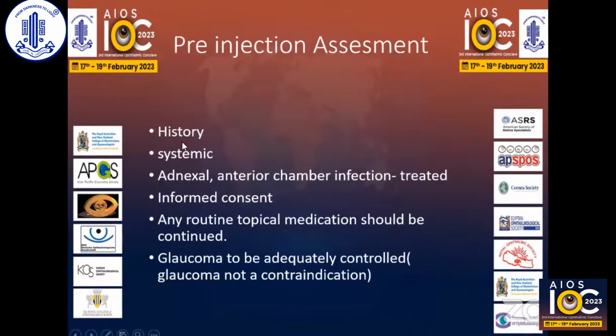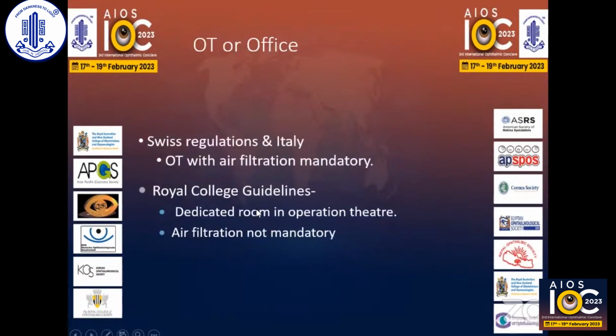What should we assess before giving injection? We should have a full history, and systemic examination should be done for any systemic diseases. Adnexal and anterior chamber infection should be treated first. Informed written consent should be taken. Any routine topical medication should be continued. Glaucoma should be adequately controlled. Where to give? Swiss regulations in Italy say OT with air filtration is mandatory, but the Royal College guideline shows a dedicated operation theater, but OT is not mandatory.